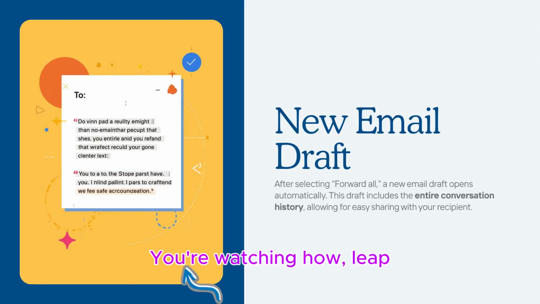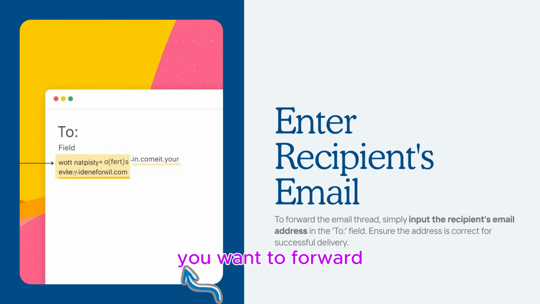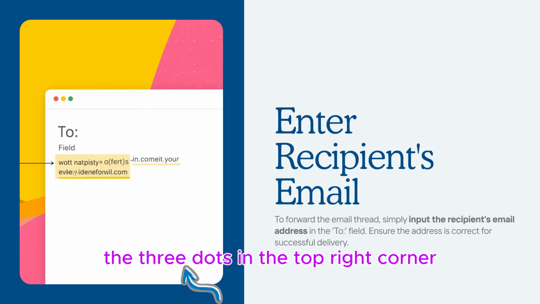You're watching How Leap. Let's forward an entire email thread in Gmail. Open the Gmail app or website. Open the email conversation you want to forward. Tap the three dots in the top right corner.